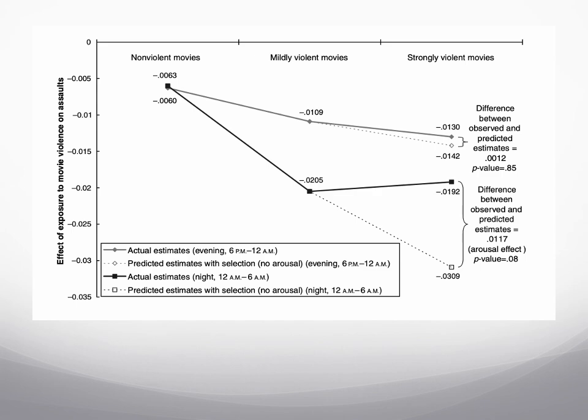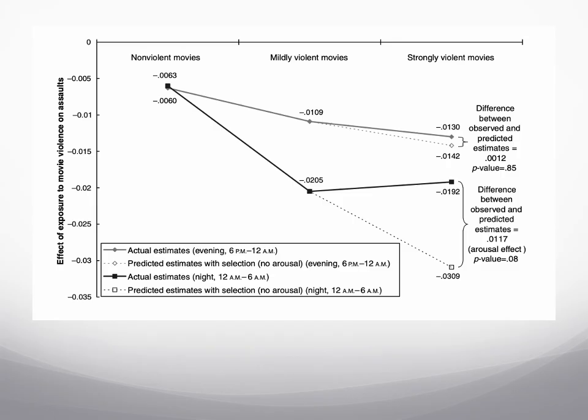So this is just a figure from their study. The x-axis here is showing these three different conditions: those who watched non-violent movie weekends, mildly violent movie weekends, and strongly violent movie weekends. I showed you an example of just the violent and non-violent, the Hannibal and Crossroads, but they also had some mildly violent movies in here as well.